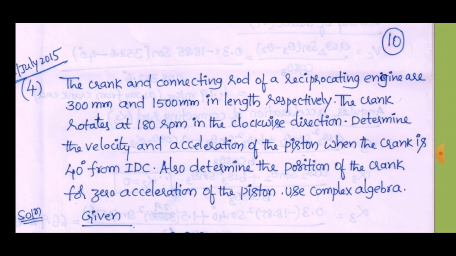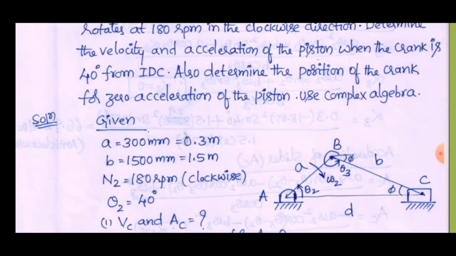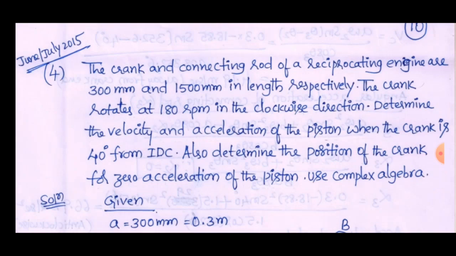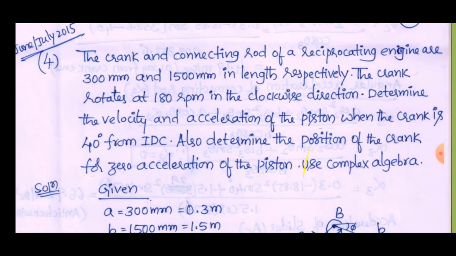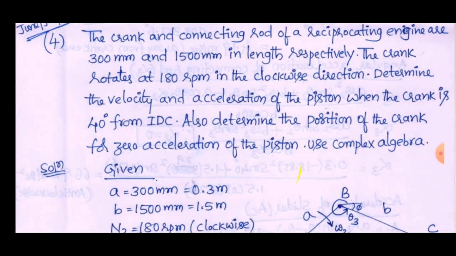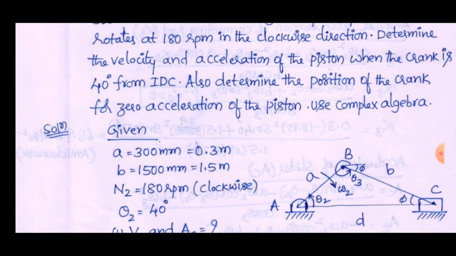Use complex algebra. So here you must draw the figure first. After the figure is drawn, now if I read the statement, the crank and connecting rod are 300 mm and 1500 mm in length. Therefore, crank length is given as 300 mm, connecting rod length is 1500 mm. According to our notations, crank length is small a, which is 300 mm, divided by 1000 I should make, so that I will get velocity in meters per second and acceleration in meters per second square.